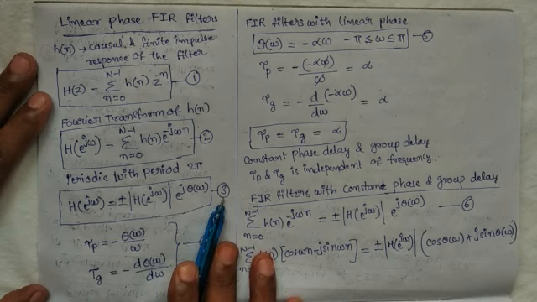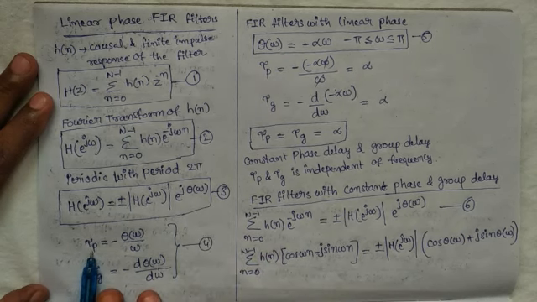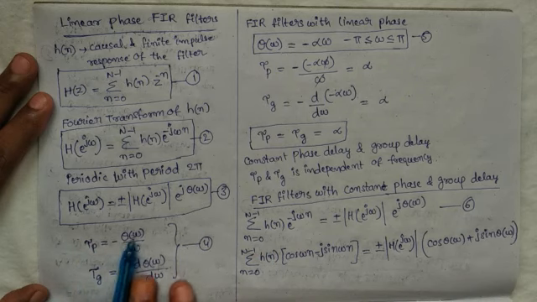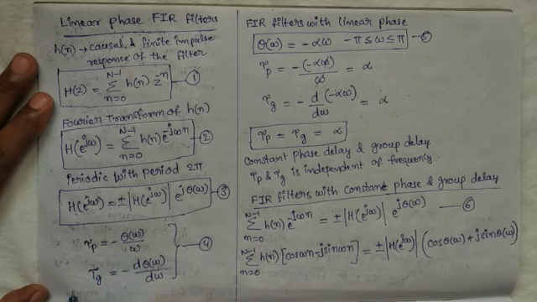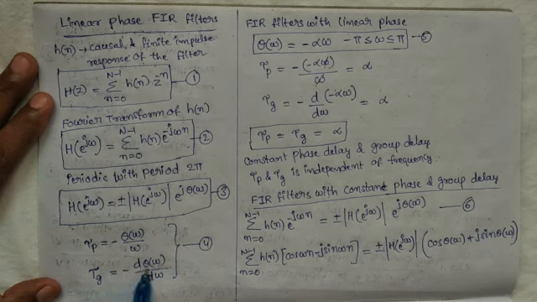For linear phase FIR filters, we are calculating the phase delay and the group delay. How do we calculate the phase delay? It is denoted by tau p and calculated using the formula tau p equals minus theta of omega by omega. The group delay is calculated using the formula tau g equals minus d theta of omega by d omega.